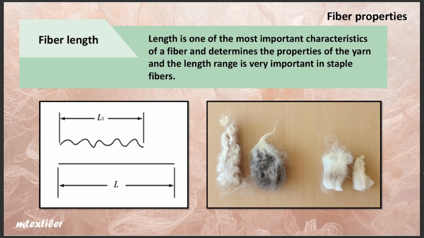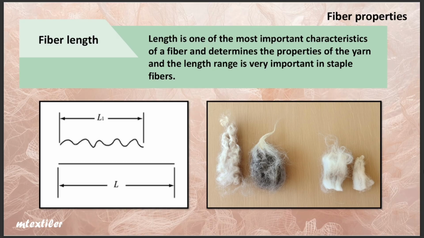In this slide, regarding fiber length, it is written, length is one of the most important characteristics of a fiber and determines the properties of the yarn, and the length range is very important in staple fibers. What allows fibers to participate in approved spinning systems is their length. The shorter a fiber is, the less ability it has to take part, and if it is too long, it will no longer be suitable for that system. Therefore, fibers, on average, and regardless of their type, must follow the system designed for them and the accepted length in order to be able to participate in the structure of yarns.